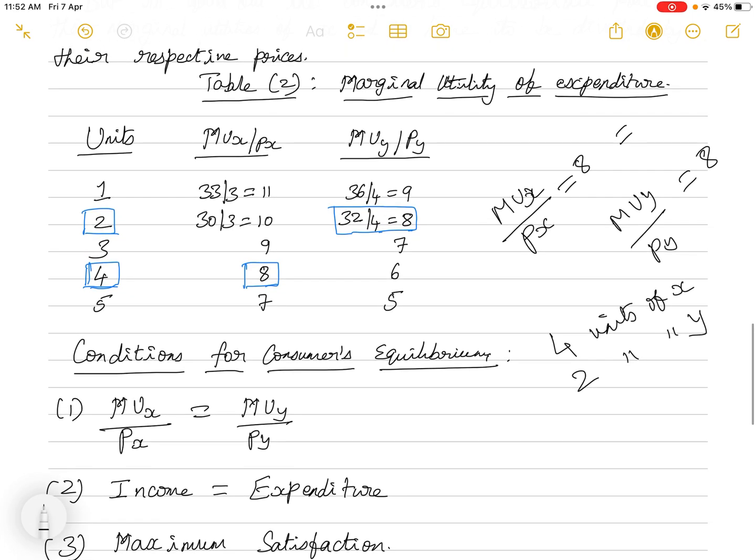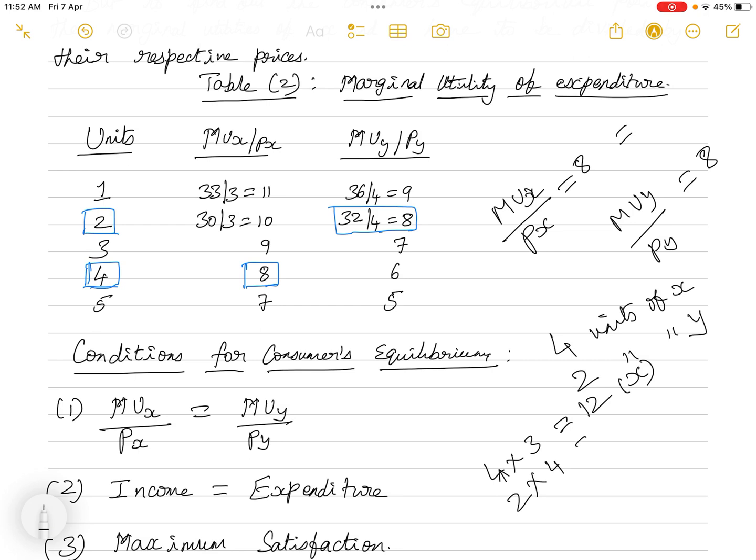Now what is the second condition? Income must be equal to expenditure. So when the consumer purchases 4 units of commodity x, how much is he spending? 4 into 3, isn't it? The price of commodity x is 3, so he is spending 12 rupees on commodity x.